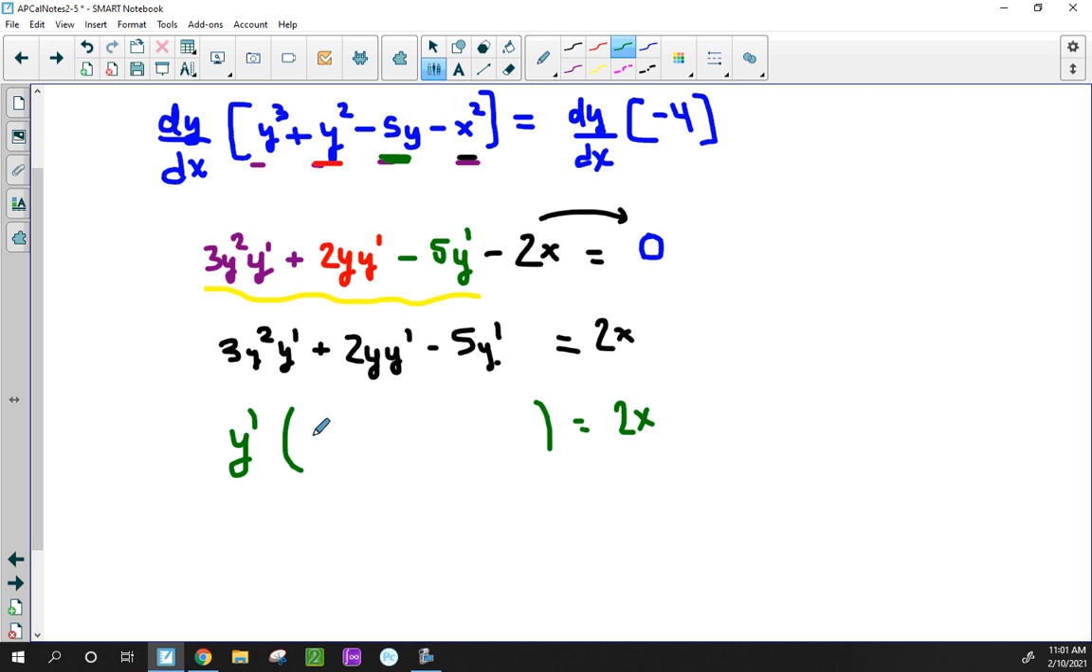So y prime times 3y squared would give us back the first term. Y prime times positive 2y would give us the middle. And y prime times negative 5 would give us the last. And now you can see hopefully why we factored out the y prime. We're trying to solve for it. So now it's separated from these three terms. This trinomial is being multiplied by that. So we're going to do the opposite of multiply. We're going to divide.